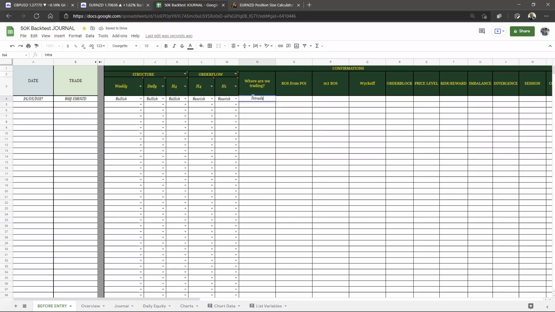Intraday extreme. Sorry, break of structure from point of interest. Yes, we do have that. M1, so this is a limit, we don't know. Week off, we don't know. We didn't look into it. Order block, it was the 1 hour order block. Price level, not specifically. It was a 1 to 14.